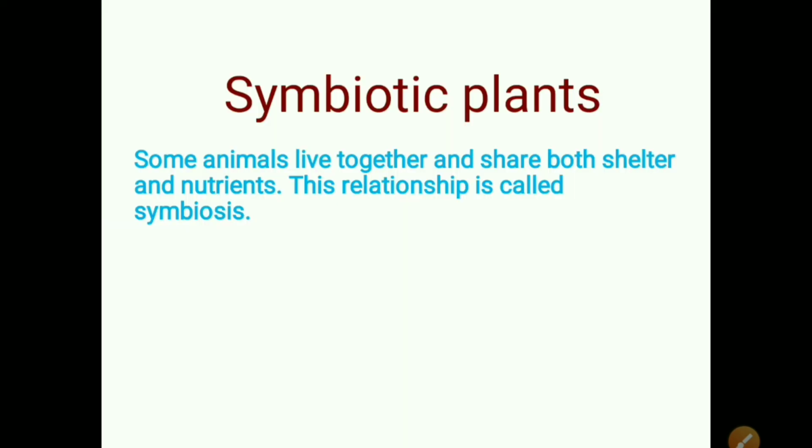Next, we will study the symbiotic plants. Symbiosis means some plants or animals live together and share both shelter and nutrients, and this relationship we call symbiosis. The living together of two different species of plants, as if they are part of one plant, helping each other in obtaining food, we call symbiosis.